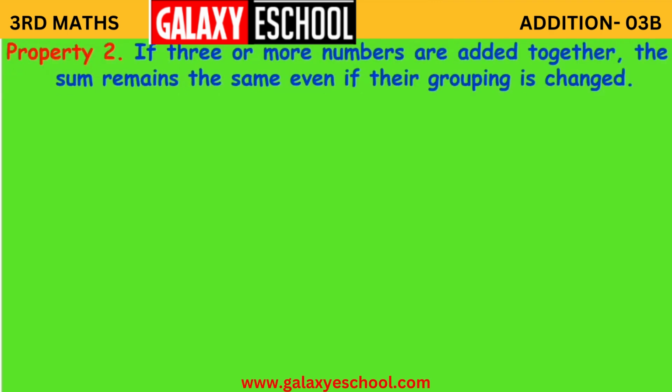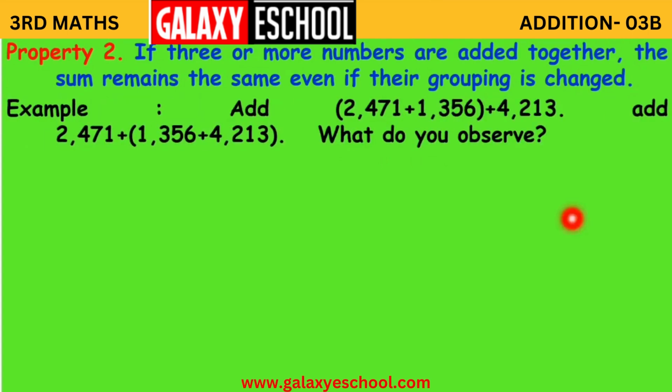Yes, children. Moving on, if 3 or more numbers are added together, the sum remains the same even if their grouping is changed. Yes, this is what we learnt about the associative property. Now here we are given a question.